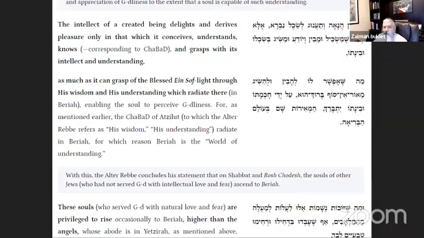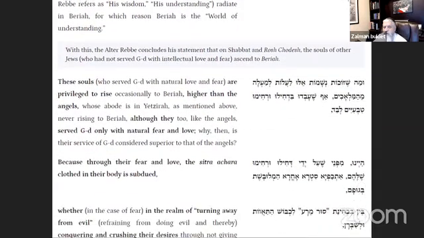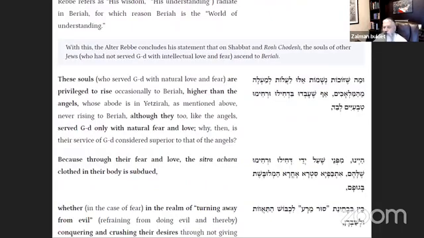Enabling the soul to perceive godliness, for as mentioned earlier, the Chabad of Atzilus, to which the Alter Rebbe refers as his wisdom, his understanding, God's wisdom, radiates in the world of Bria, for which reason Bria is the world of understanding. With this, the Alter Rebbe concludes his statement that on Shabbos and Chodesh, the souls of other Jews who have not served God with intellect and affairs ascend to the world of Bria.